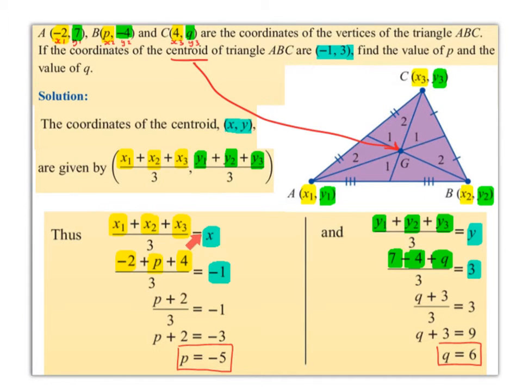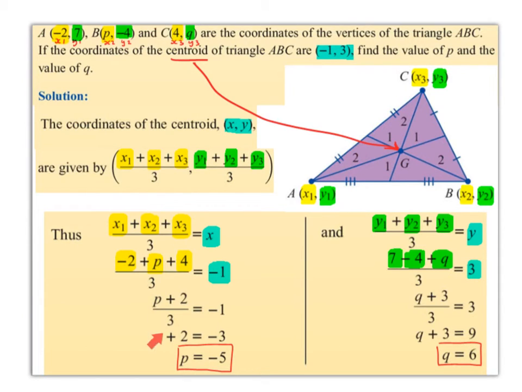Now we know that our x coordinate of our centroid is minus 1, so it's going to end up being equal to minus 1. So we swap x1 for minus 2, x2 for p, x3 for 4. That's all divided by 3 and equal to minus 1. We simplify. Minus 2 plus 4 is 2. So we have p plus 2 over 3 is equal to minus 1.